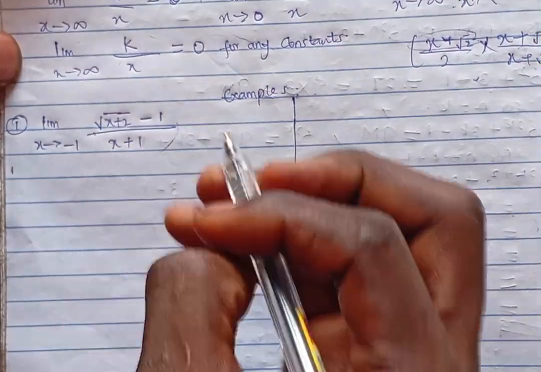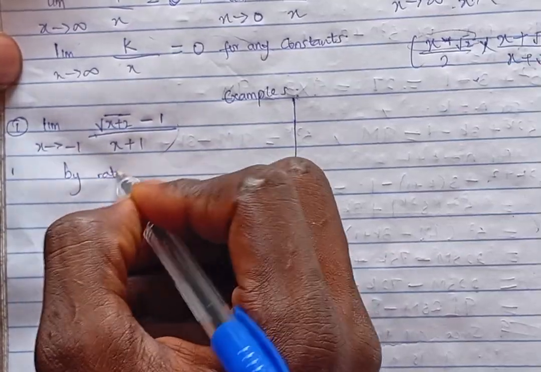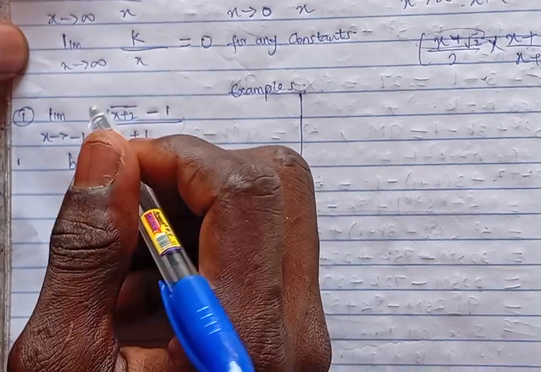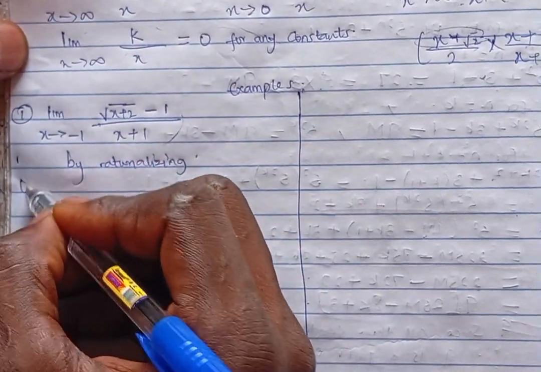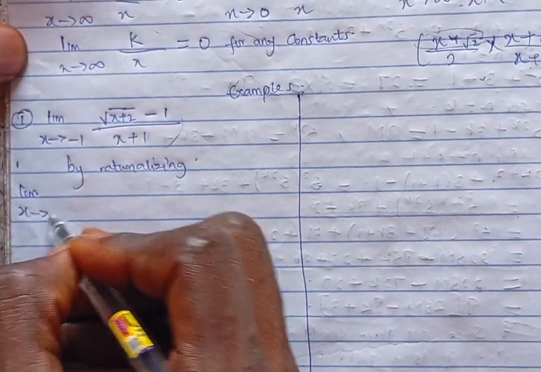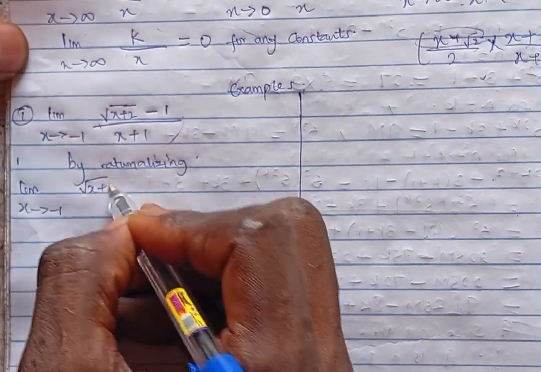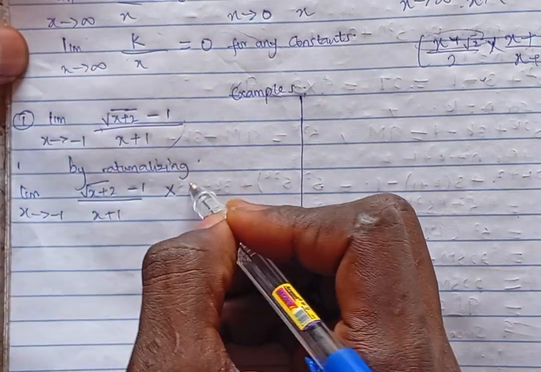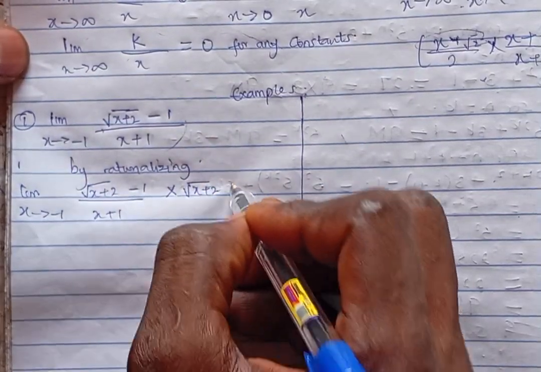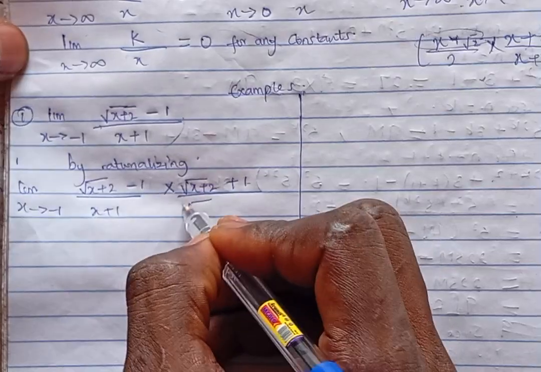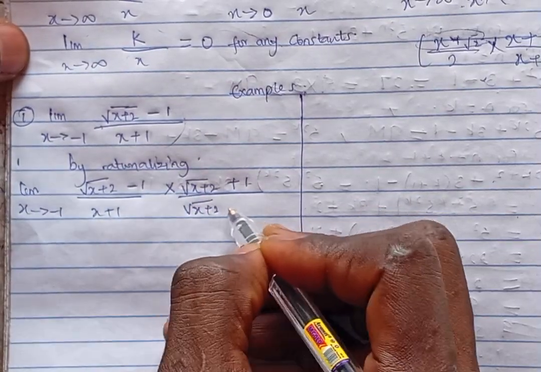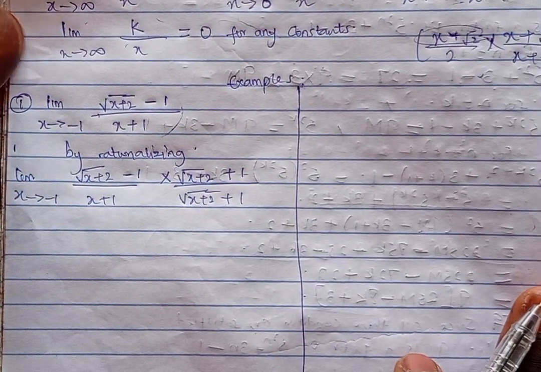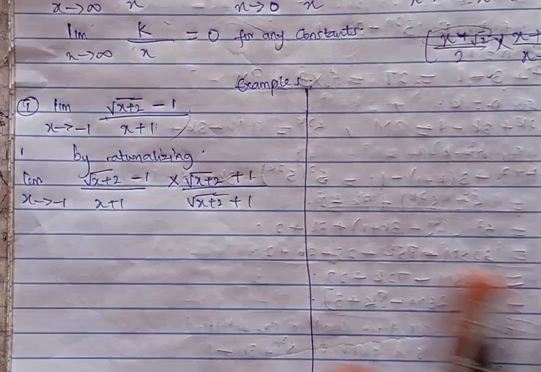Okay, now here too, by rationalizing, you multiply it by the conjugate. And what is the conjugate of this one? Root x plus 2 plus 1. So you have the limit as x tends towards -1 of root x plus 2 minus 1, everything over x plus 1, multiplied by the conjugate for both the numerator and denominator, root x plus 2 plus 1 over root x plus 2 plus 1.